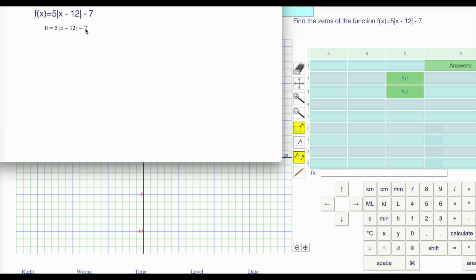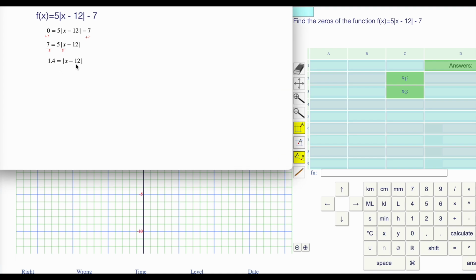I want to get rid of this minus 7. I'm going to add 7 to both sides. That gives me 7 is equal to 5 times the absolute value of x minus 12. I want to get rid of the 5. It's multiplying the absolute value bracket, so I'm going to divide both sides by 5. That gives me 7/5 is equal to x minus 12, or 1.4.